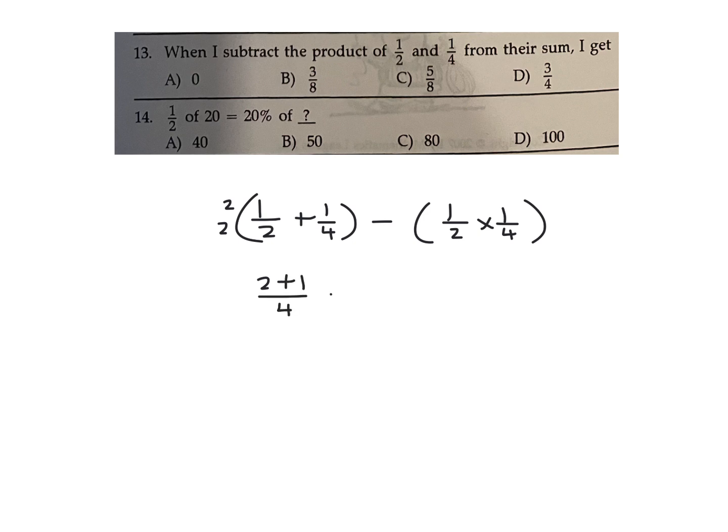When I subtract the product of 1/2 and 1/4 from its sum, I get... So first I have to add them, and then I have to subtract from them their product. Right? So that's going to be 2 plus 1 over 4 minus 1 over 8. So that's 3 over 4 minus 1 over 8. So that's 6 minus 1 over 8, and that's 5 over 8. 5 over 8. And therefore, that would be C for number 13.